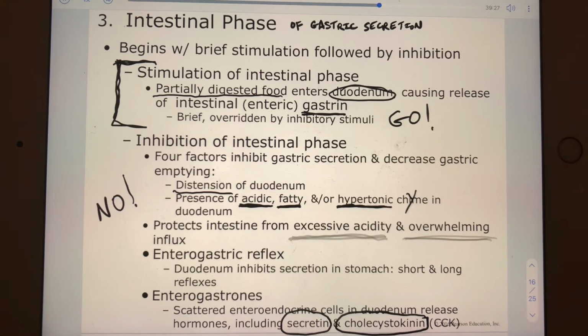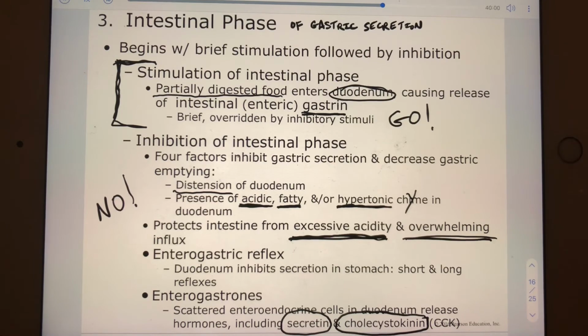The reason why we want to inhibit gastric secretion, especially during this intestinal phase, is because we don't want the duodenum to be overfilled. It simply won't do its job well if it doesn't have access to the molecules of chyme. And we don't want to expose the duodenum to excessive acidity. So just a little bit at a time, and we'll come back to that later too.